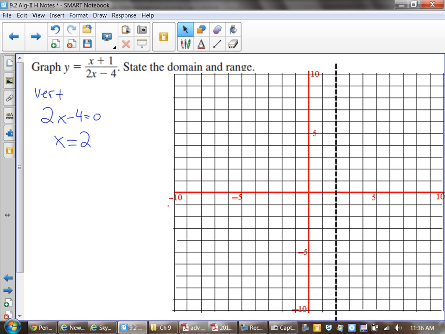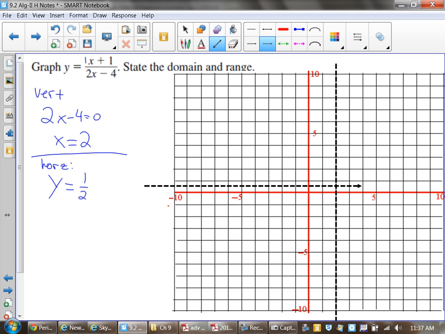My vertical asymptote is at x equals 2. My horizontal asymptote is going to be at y equals what over what? 1 over 2, since that coefficient is 1. Okay. So then I plot a fractional horizontal asymptote like that. So now I have my vertical and my horizontal asymptotes on my graph.